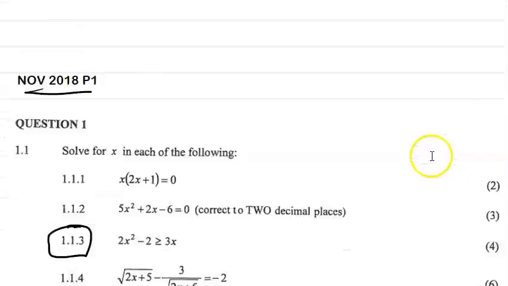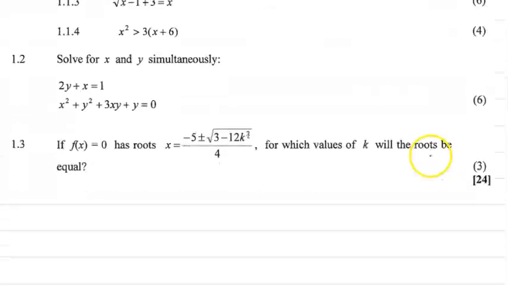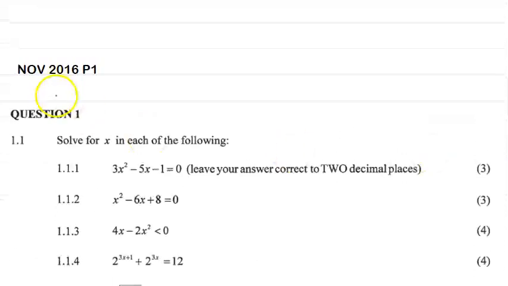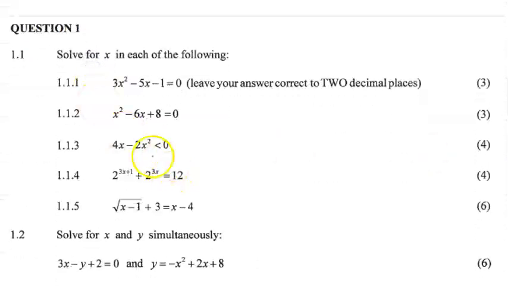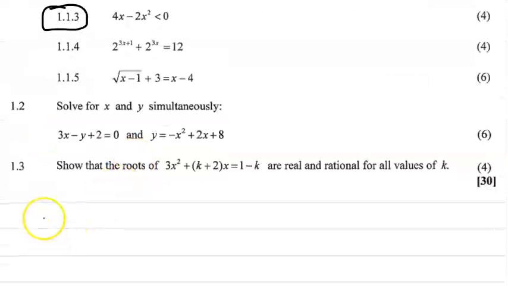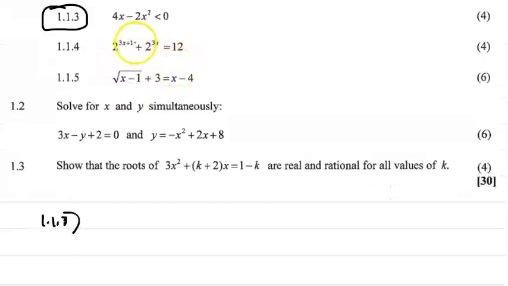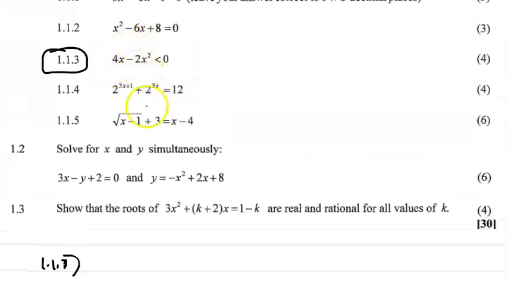So I'm going to look at one more question now, which is slightly different, and it appeared in the November 2016 paper 1. The reason that this is slightly different is because, as you can see, there's no constant term here, so you can factorize this quadratic by removal of a common factor. Okay, so let's look at 1.1.3. Here you've got 4x minus 2x squared is less than 0. So let's factorize, we can take out 2x as a common factor.